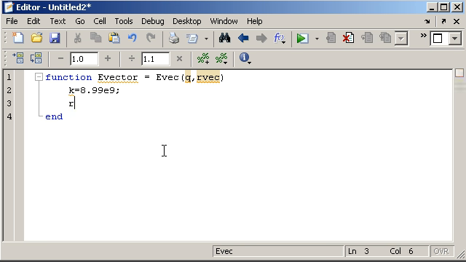So rmag equals norm of rvec. And then r hat equals, I choose to have some extra spaces in there. They're not needed, but optional. rvec divided by rmag.